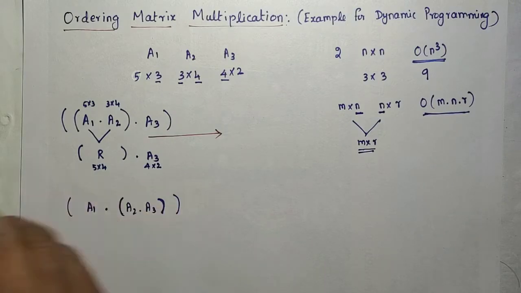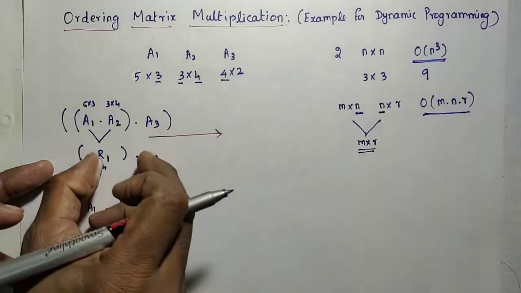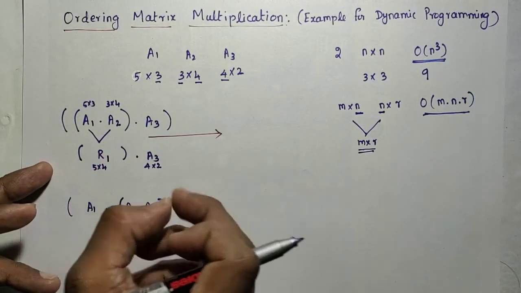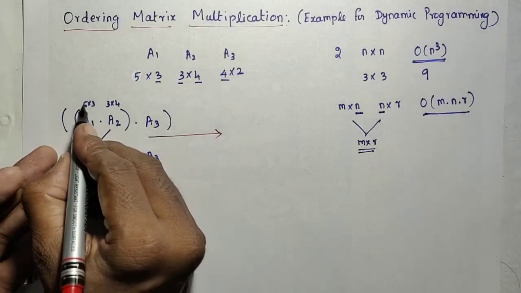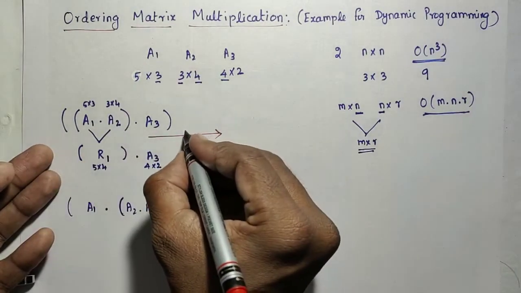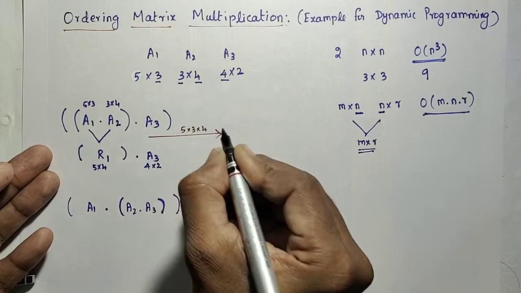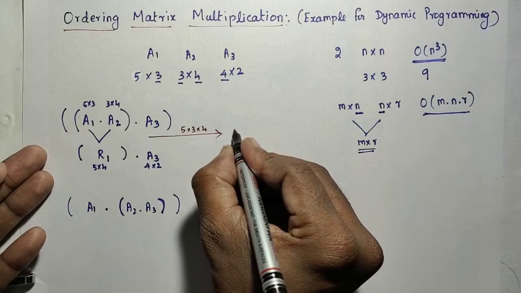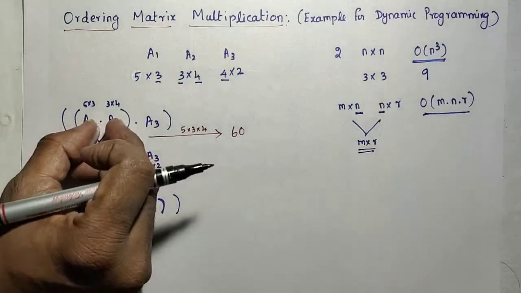Correct. So this is R1, the result of the first multiplication, and then this R1 matrix and A3 are multiplied, and we get the resultant matrix. But in between, to do this multiplication, I need 5 into 3 into 4. So the number of multiplications needed is 5 into 3 into 4, which is equivalent to 60 multiplications for doing this one.